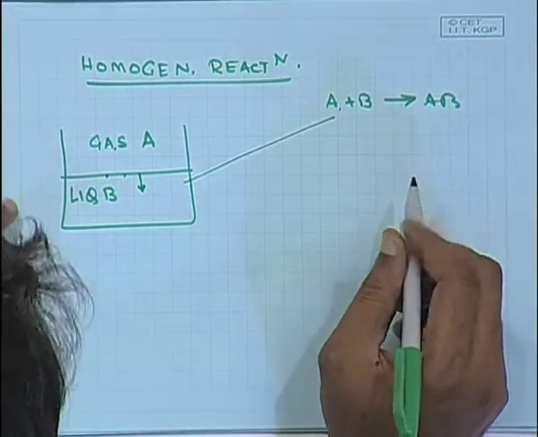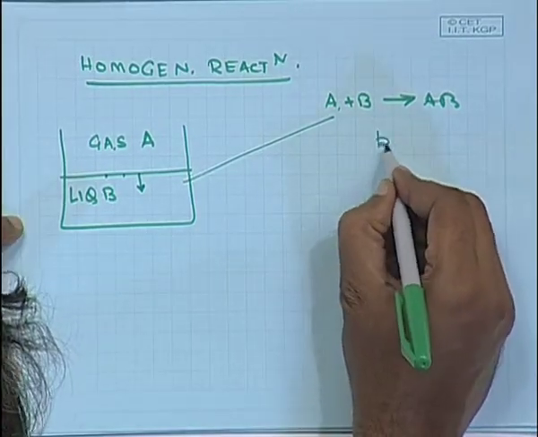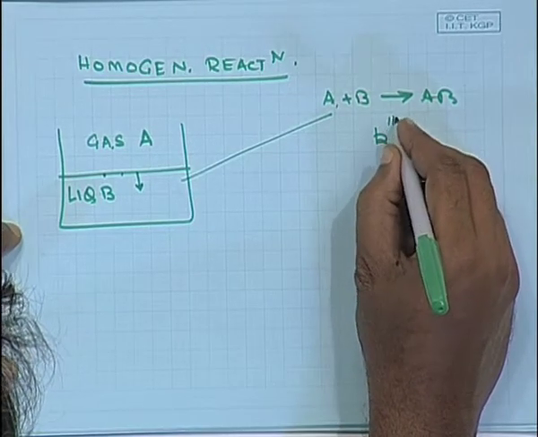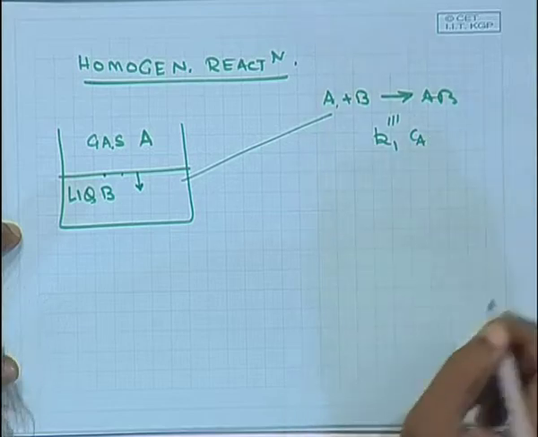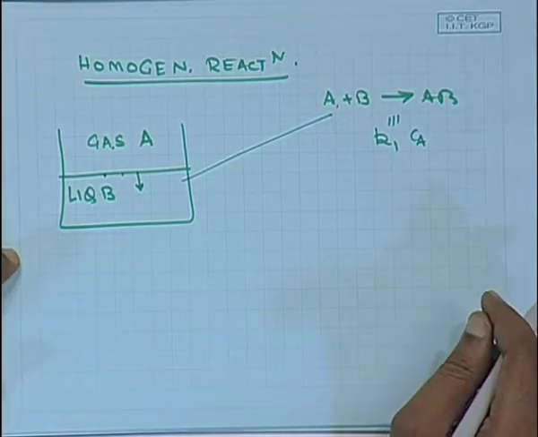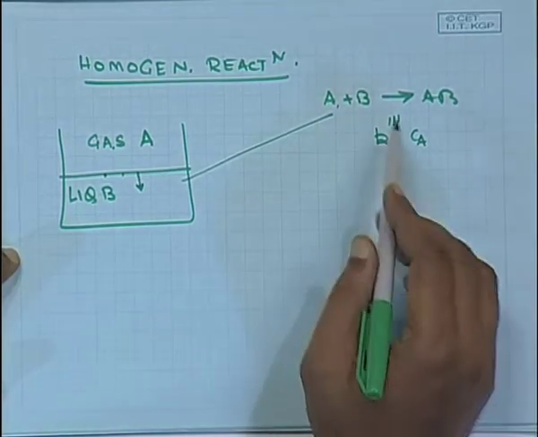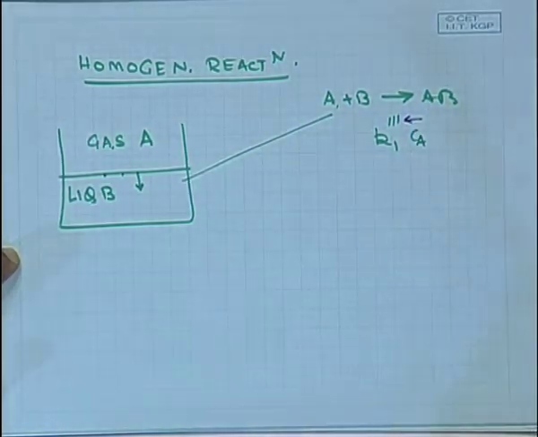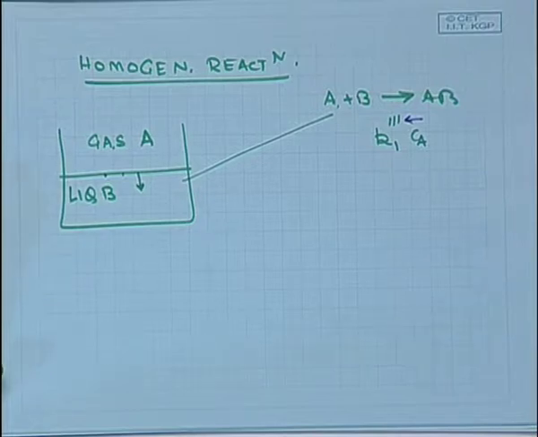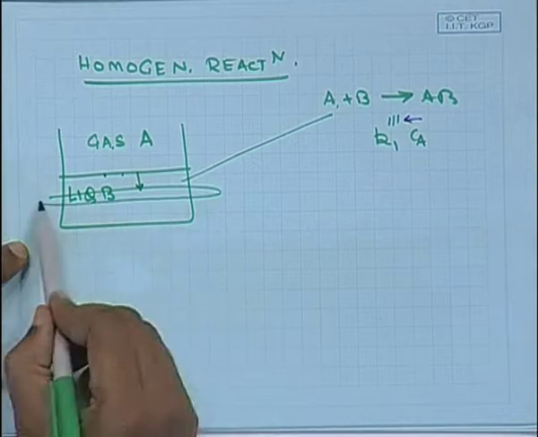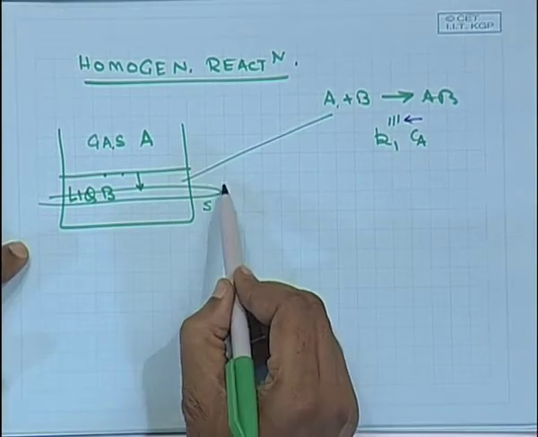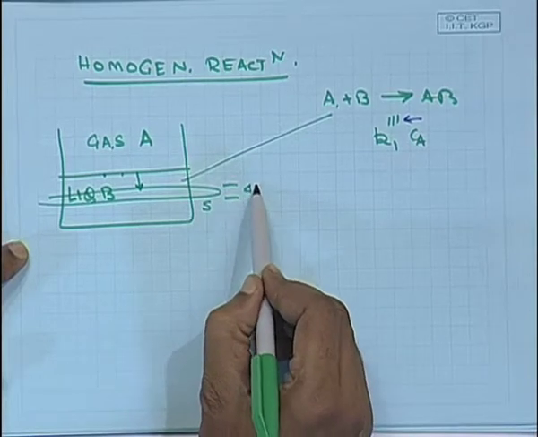Now, let us say this reaction rate is given by K1 triple prime Ca. That is the reaction rate, K1 triple prime, mark this triple prime. Since it is a homogeneous reaction, by convention we are taking it to be equal to triple prime. So, we are going to again take a cross sectional area of S and of thickness, let us say delta Z.